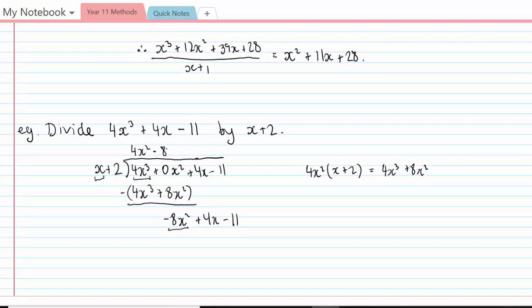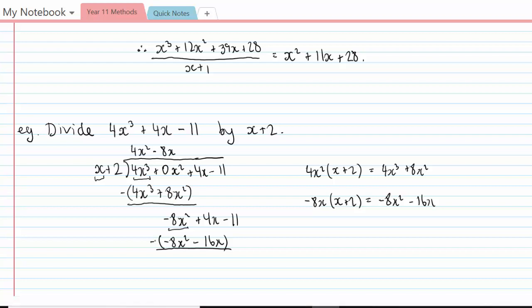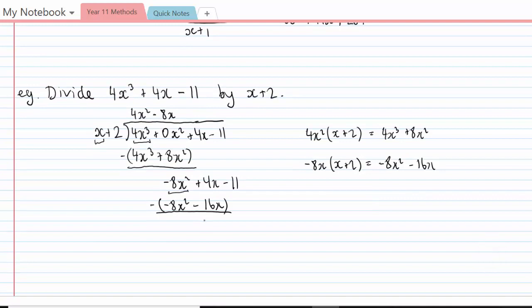There's going to be negative 8x of them. And over here I'll write negative 8x out the front of x plus 2. And that leaves us with negative 8x squared minus 16x. Which we'll take away. Negative 8x squared minus negative 8x squared leaves nothing because the minus negative makes it a plus. 4x minus negative 16x also becomes a plus, but it's going to be 20x, and we've still got a minus 11. The last step is to ask how many x's there are in 20x, which there are 20.